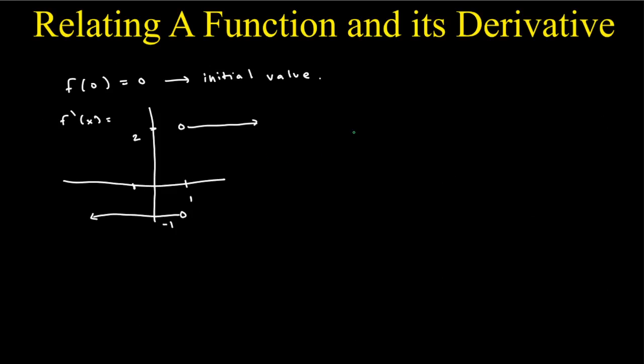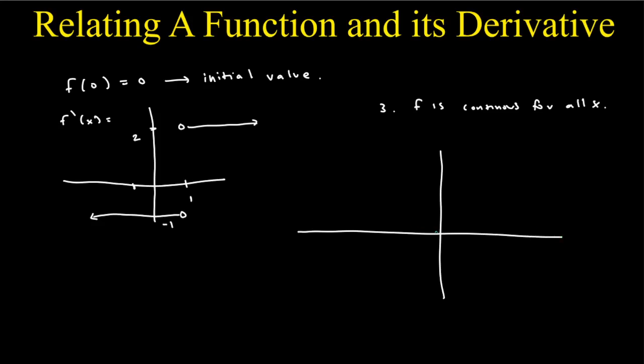And we're also given that, so our third piece of information is f is continuous for all x. So let's just start off with the easiest piece of information that we know, which is that f of 0 is 0, right? So we can just draw this 0, 0, right?